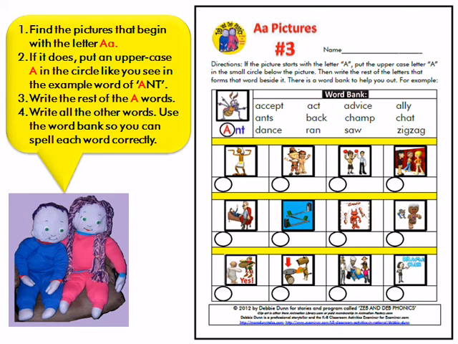Here's the directions again. Find the pictures that begin with the letter A. If it does, put an uppercase A in the circle like you see in the example word of ant. Write the rest of the A words. Write all the other words. Use the word bank so you can spell each word correctly.